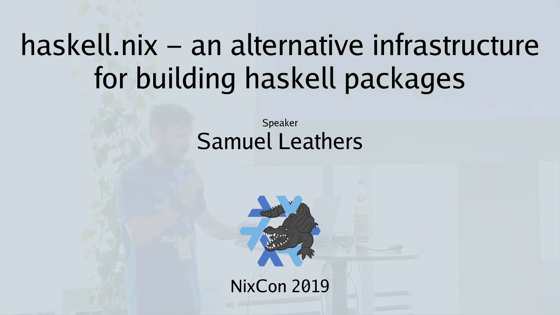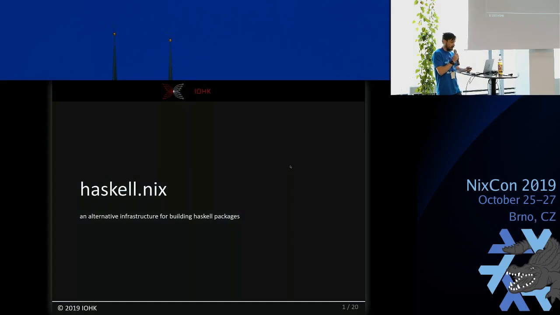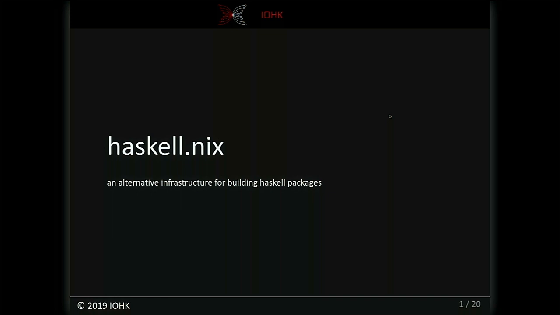So to get started here, haskell.nix is an alternative infrastructure to build Haskell packages with Nix. Nixpkgs does have a Haskell infrastructure already in place that is used for all Haskell packages provided by Nixpkgs. This talk will address the why and how haskell.nix came to be.